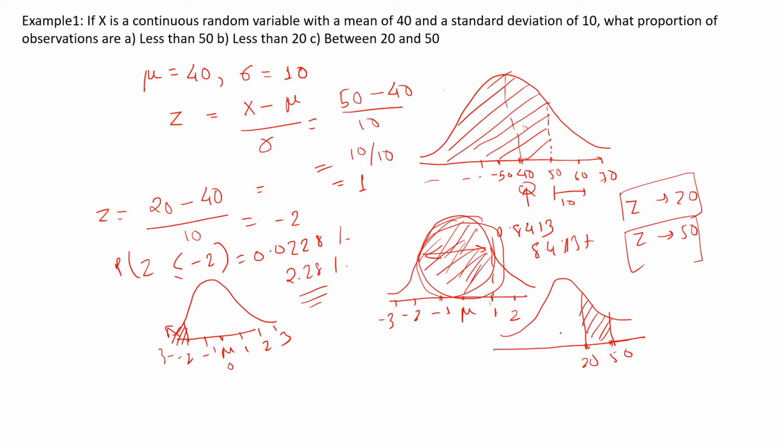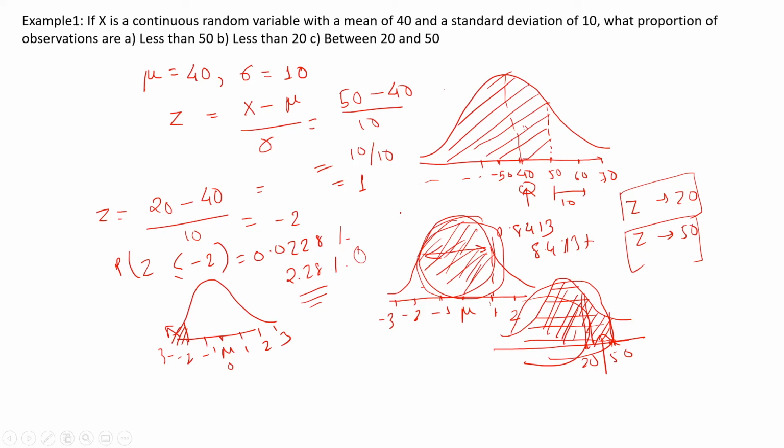How will you do it? This is for the entire 50, and this is for 20. So if you subtract 50 minus 20, you will get this area, so between 20 and 50. I will leave it to you. Okay, so you try to find out. You refer to the Z table, calculate the percentage, and then you will understand how to do it.